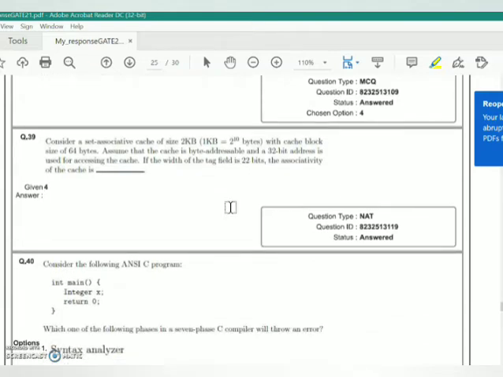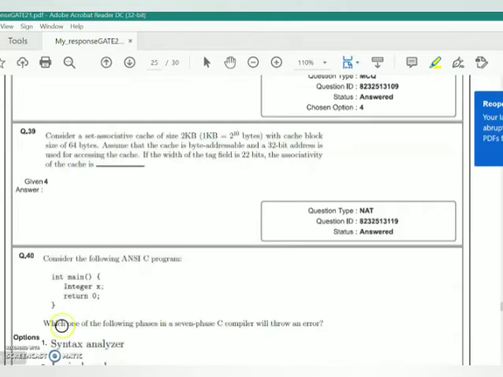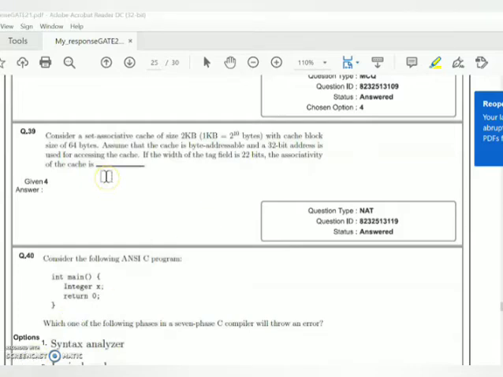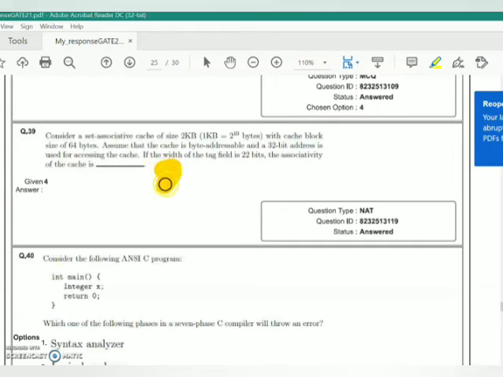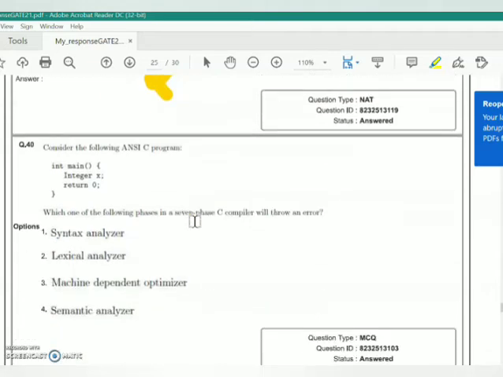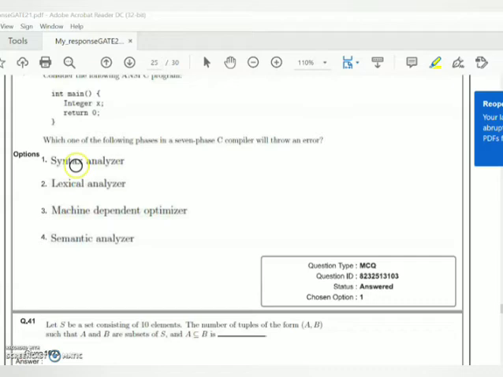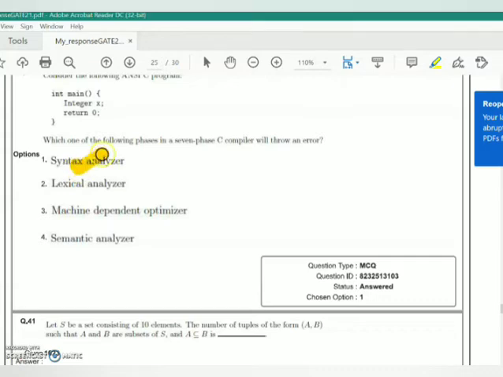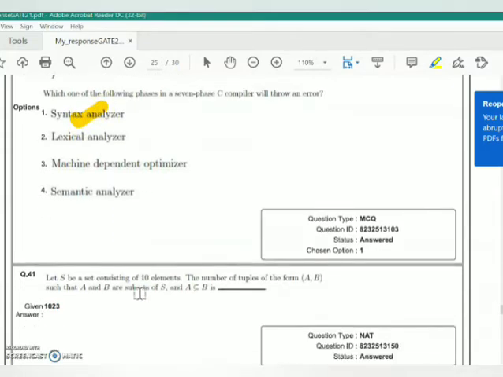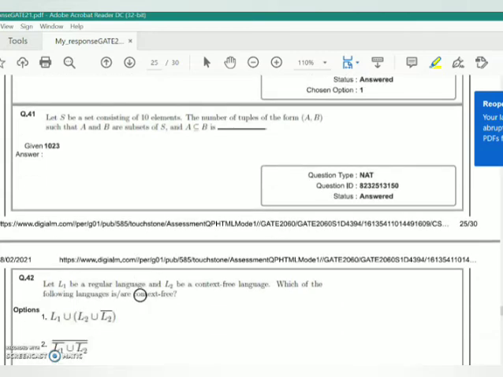Question number 39. The answer is 2. The associativity of the cache is 2, level 2. Consider the following: the integer x. We write int of int and x, where integer gives a syntax error. So it is analyzed by the syntax analyzer, option 1.